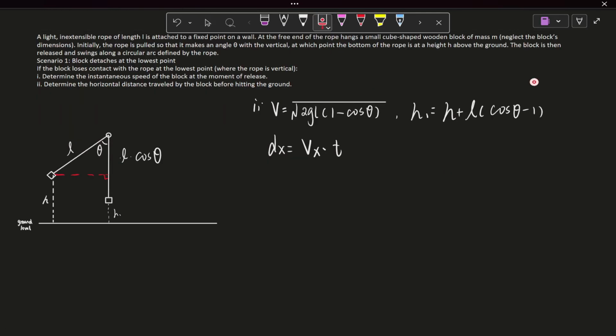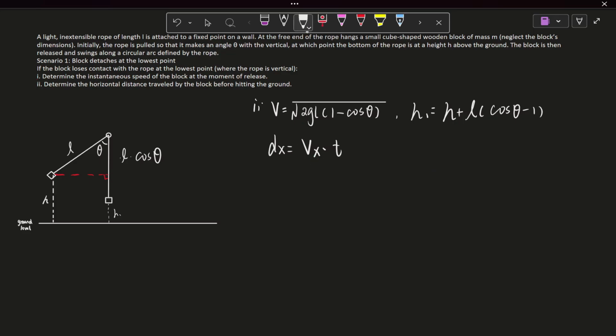Determine the horizontal distance traveled by the block before hitting the ground. The distance the block traveled horizontally is equal to the horizontal component of the velocity times the time it took for the block to reach the ground. By the way, Vx will never change, because while the block is flying in midair it is in free fall. The only force acting on the object is gravitational force, which means there are no components contributing to the horizontal direction, so Vx will never change.